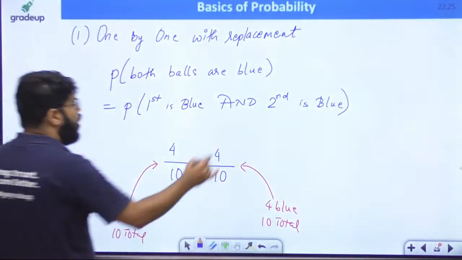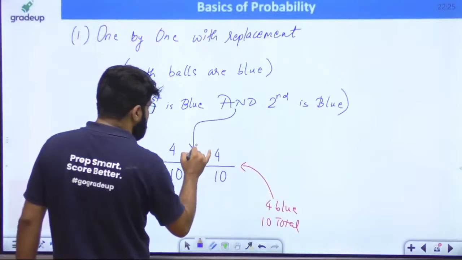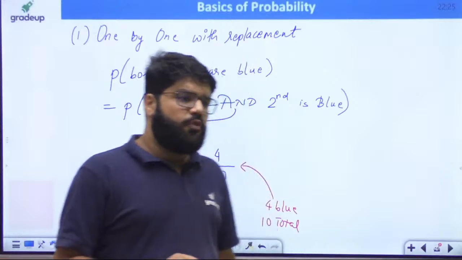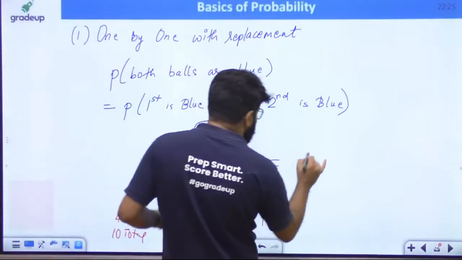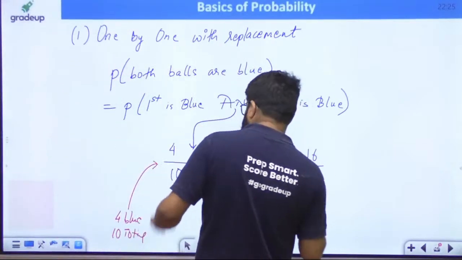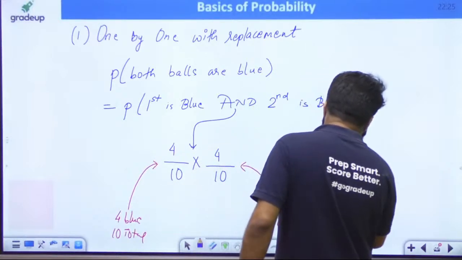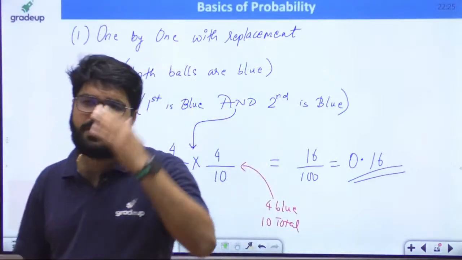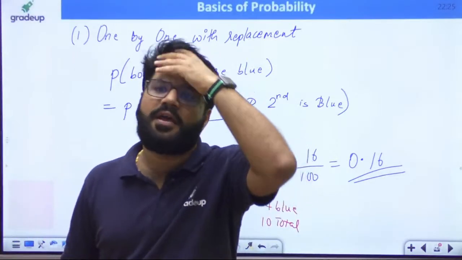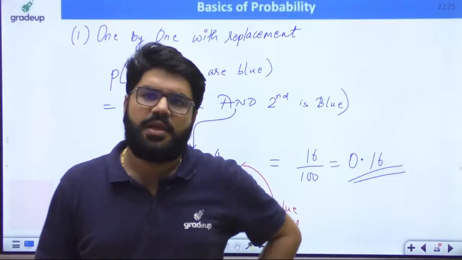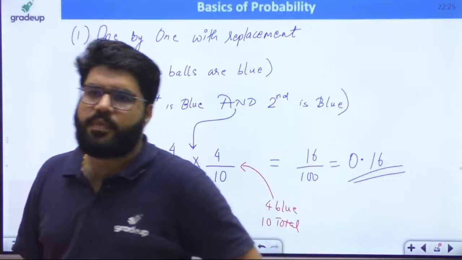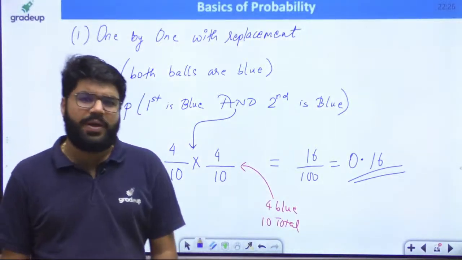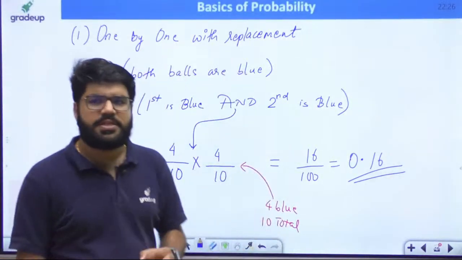And as we all know, "and" corresponds to multiplication. So 4 by 10 multiplied by 4 by 10, the answer is 16 divided by 100. 4 by 10 whole square, that is 0.16. The first answer is 0.16, everybody. No, Vishal, that is a separate case. 16 by 100, that is 0.16, is the correct answer for this question.